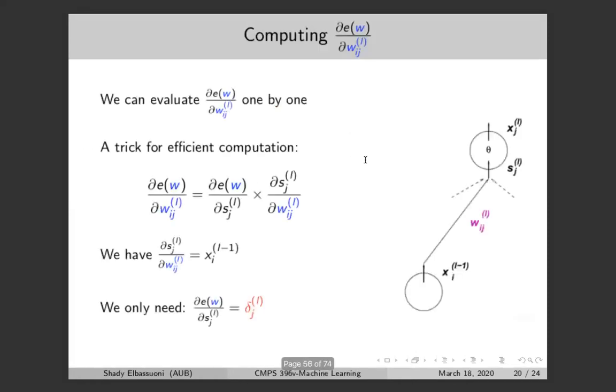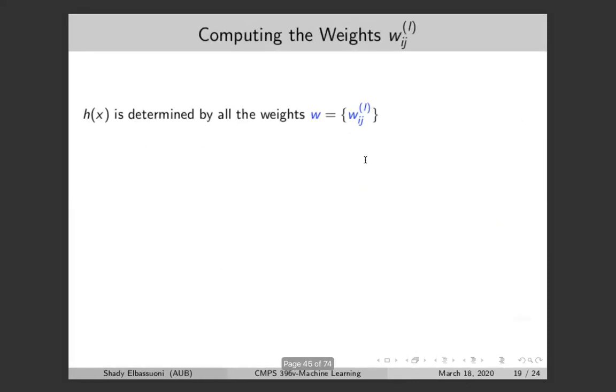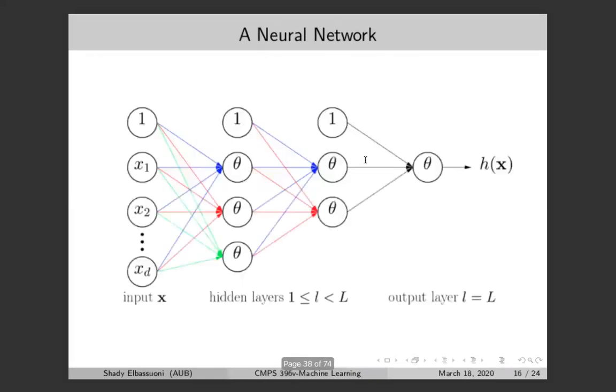So if I go back to the network, I have here S1 of capital L, and I have here x1 of capital L, where x1 of capital L is nothing but theta of S1 of capital L. And the error is basically x1 of capital L minus y, all squared.